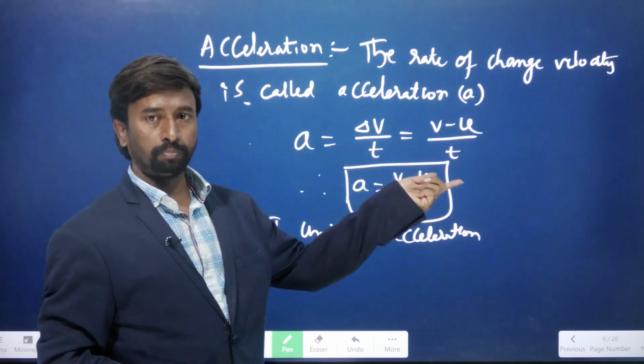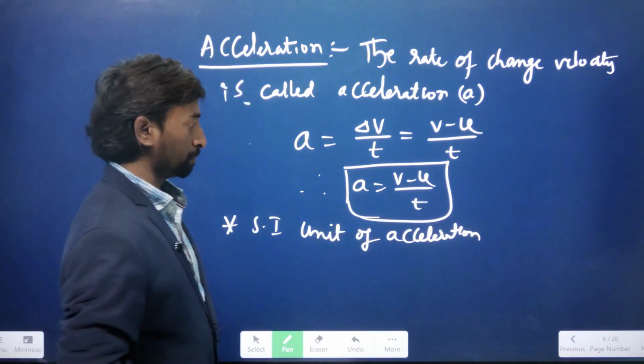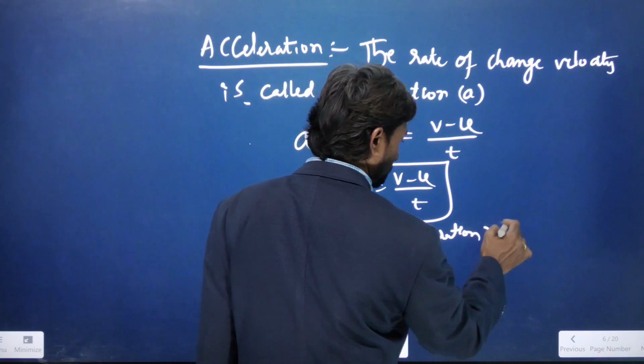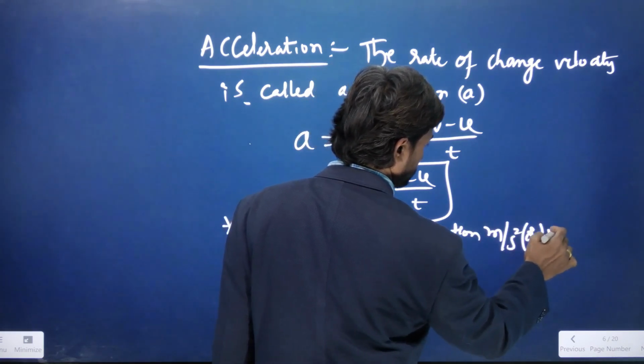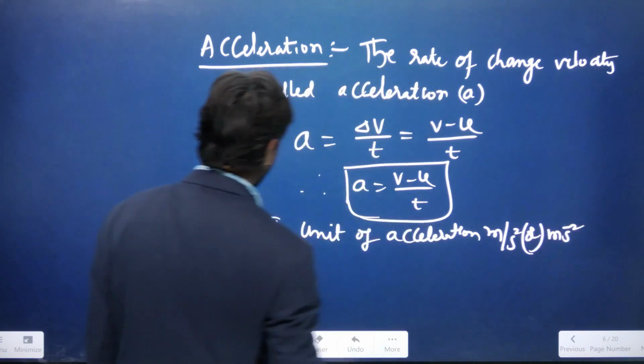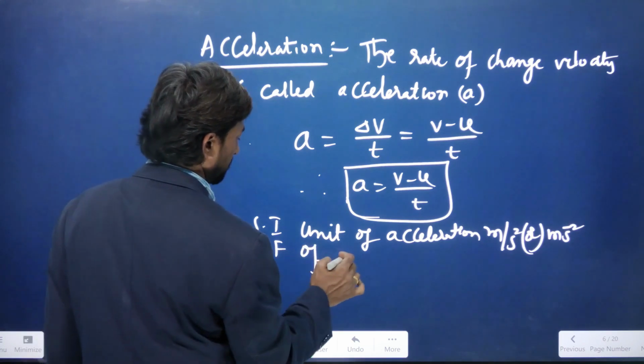Okay, so meter per second divided by time again. So meter per second square, or meter second inverse 2. Then the dimensional formula of acceleration.